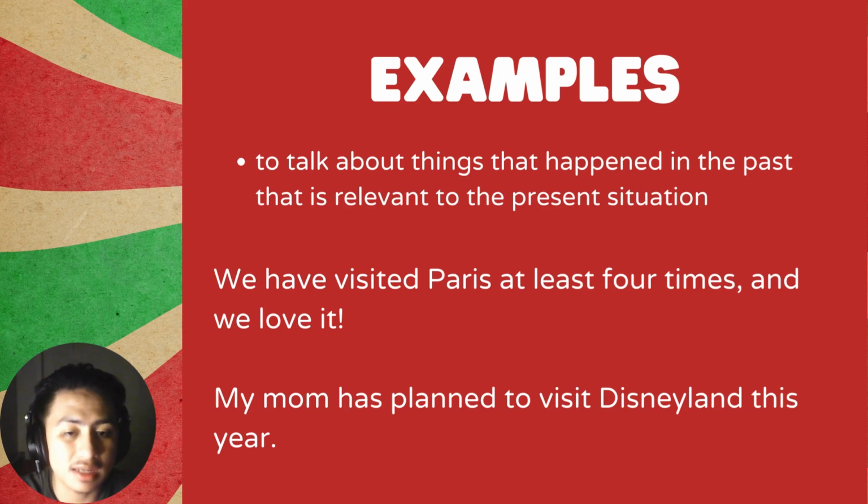And the same goes with the next example. My mom has planned to visit Disneyland this year. The situation might be someone asks you if you have plans to travel anywhere this year, and you responded with that sentence. My mom has planned to visit Disneyland this year, which provides information that is still relevant to the present situation because you're providing information. But the planning has happened in the past. So the things that happened in the past are relevant to the present situation.